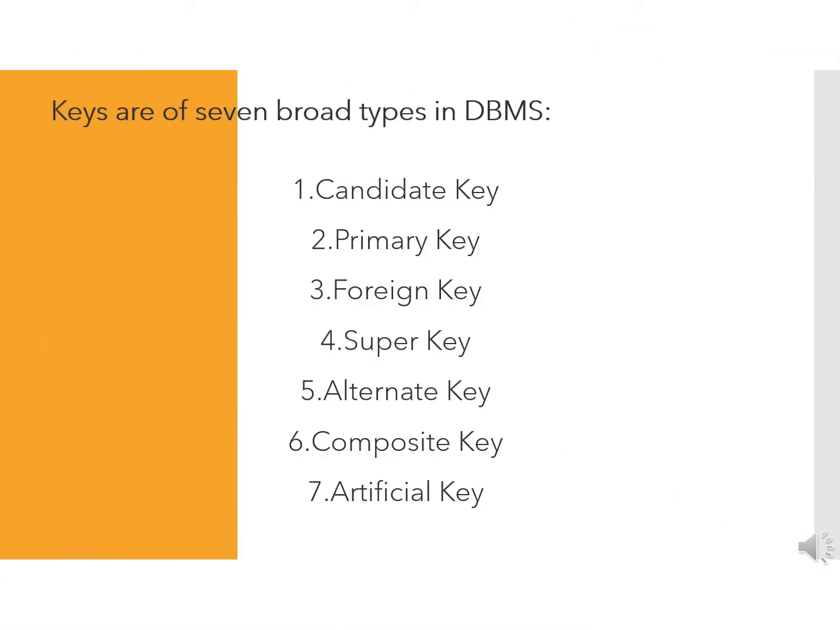There are 7 broad types of keys in database management system, mainly in relational database. They are candidate key, primary key, foreign key, super key, alternate key, composite key, and artificial key. Now let's see each key in detail.